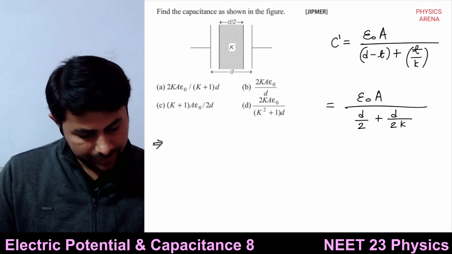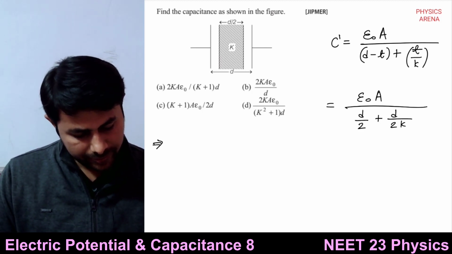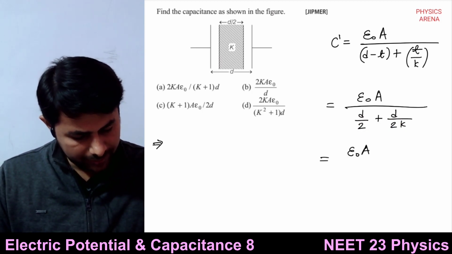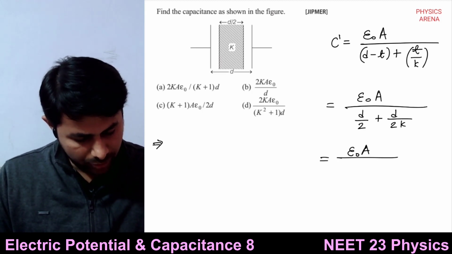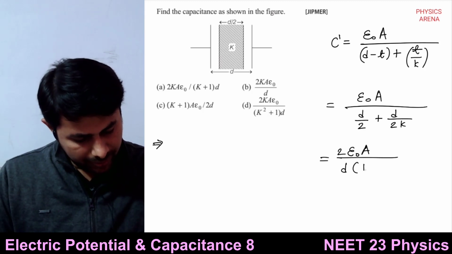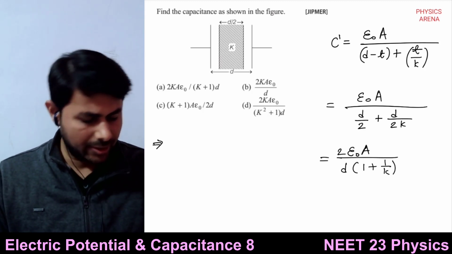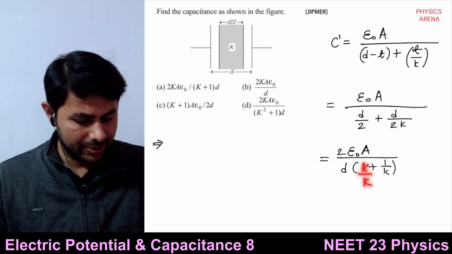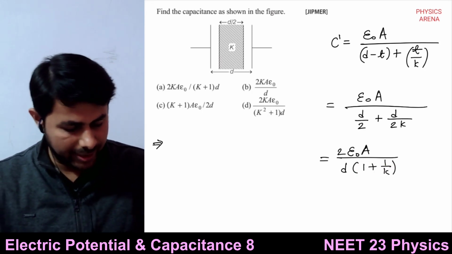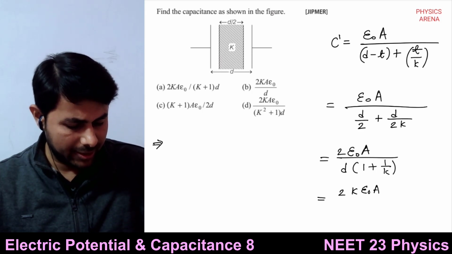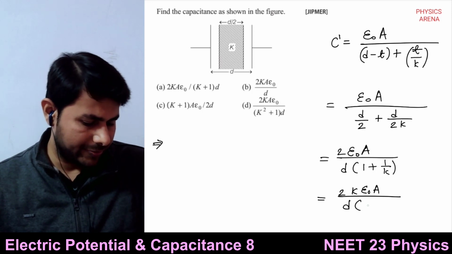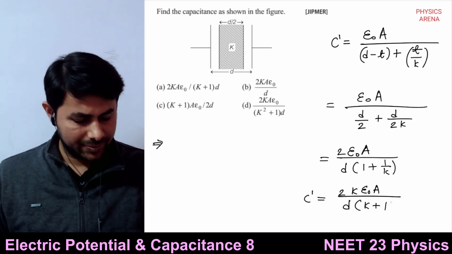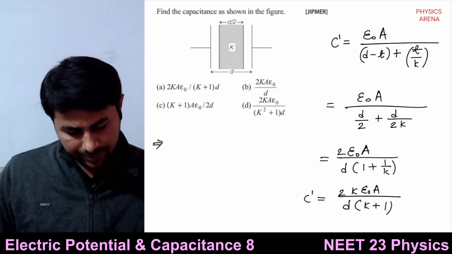Okay, so you can take this 2 in the numerator. So it becomes epsilon naught A divided by 2 times epsilon naught A divided by d, 1 plus 1 by K. Or you can multiply and divide this 1 by K, so it will be K by K, so it is K plus 1 divided by K, that you can take to the numerator. It is 2 times K epsilon naught A divided by d multiplied by K plus 1. So this is the answer. Okay, option A is the answer.